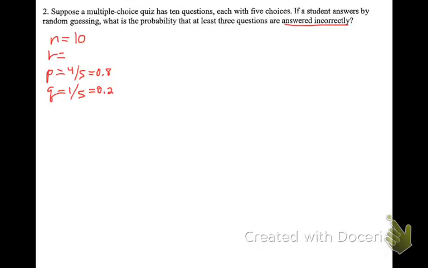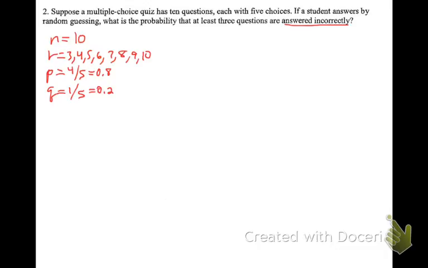Now it says we want to know the probability with random guessing that at least 3 questions are answered incorrectly. So we're looking at 3, 4, 5, 6, 7, 8, 9, and 10. Whoa, that's a lot of things to add up together.